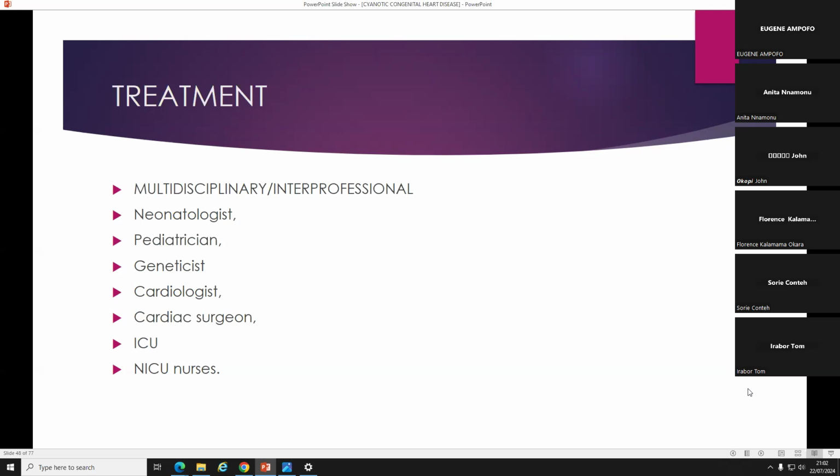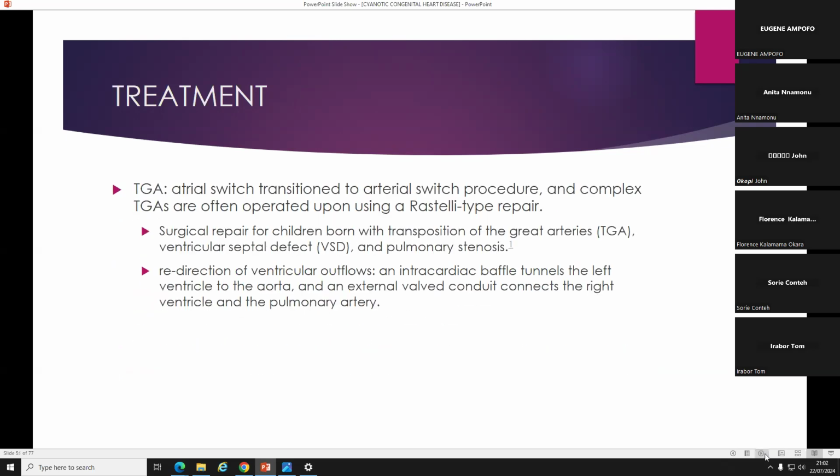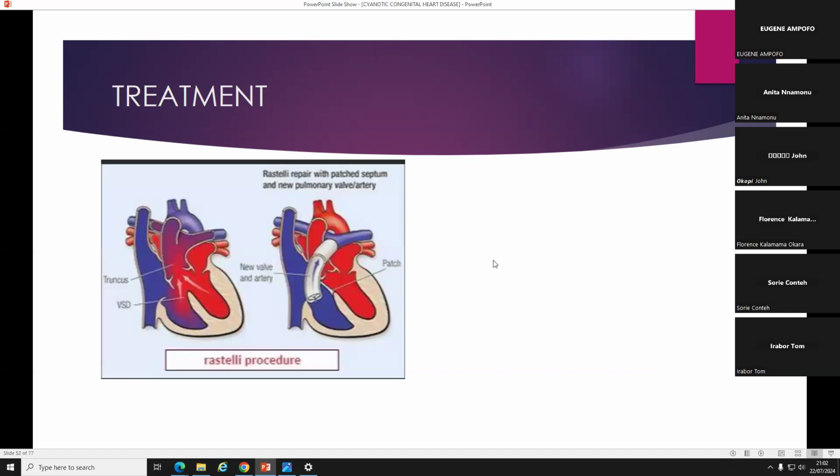My concern is about this Rastelli procedure. You know, we are putting a conduit early in life. You know, it is obvious that the other cardiac structures are going to outgrow that conduit. Do they give a specific time to revisit or replace the conduits that they put?